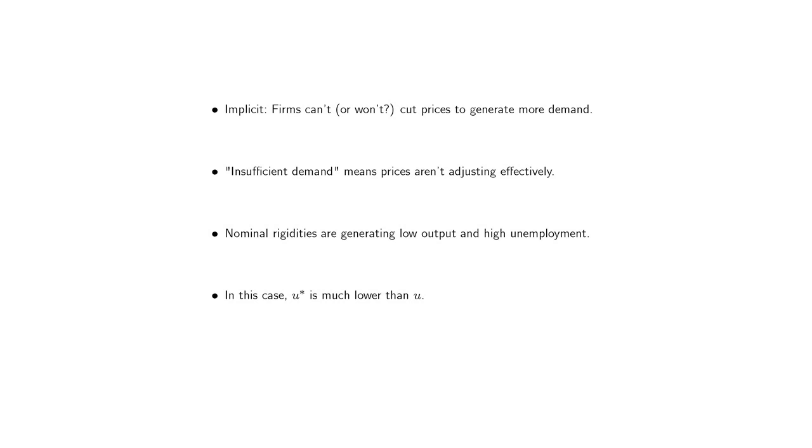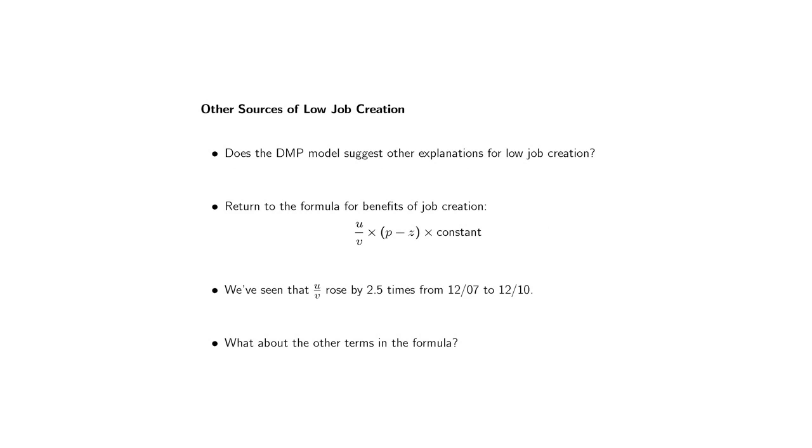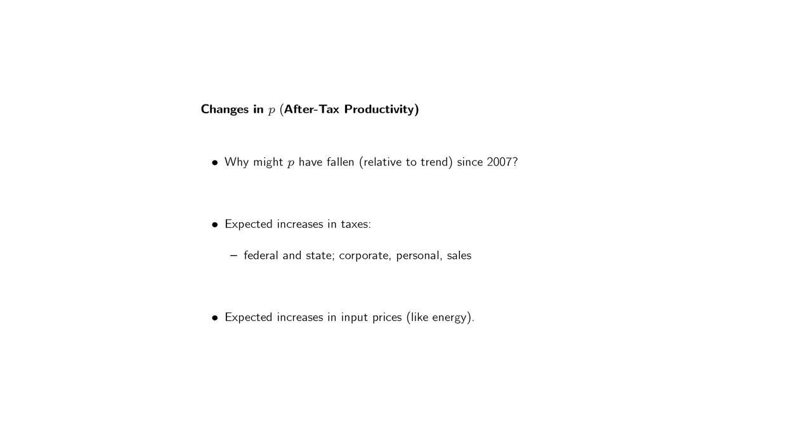But there are other sources of low job creation buried in the Diamond-Mortensen-Pissarides model. And it suggests other possible explanations for low job creation. So let's go back to the formula. We had our U over V term, and I've told you that unemployment to vacancies rose by 2.5 times. But there are other terms in this formula. And the question is, how did they change over the last 3 years? In particular, why might after-tax productivity have changed in the last 3 years?